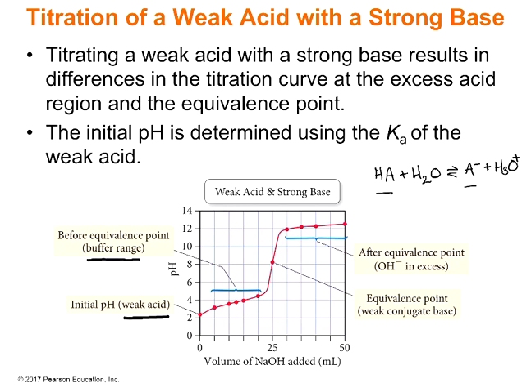So the initial pH is determined using the Ka of the weak acid because we don't have any of our conjugate base initially. But then once we start adding some of the strong base, we'll see an increase in the conjugate base for our weak acid. And we'll step through an example here later on showing how that works. All right, so once we add enough strong base to equal the amount of weak acid in solution, that is our equivalence point.